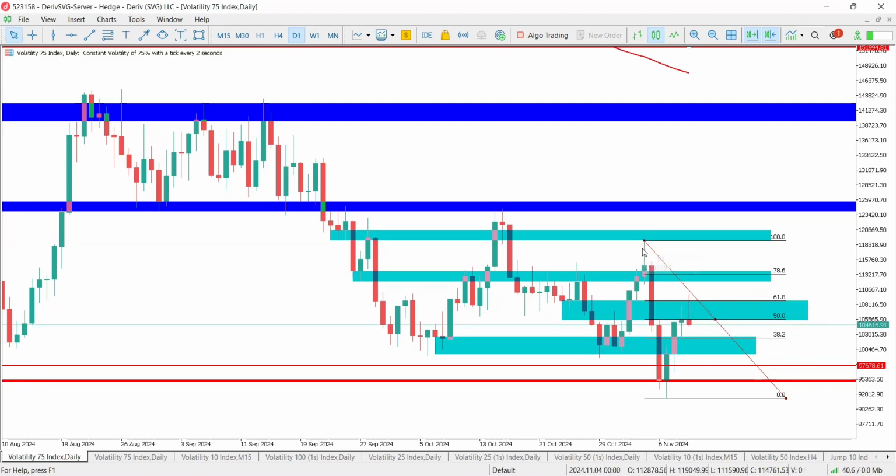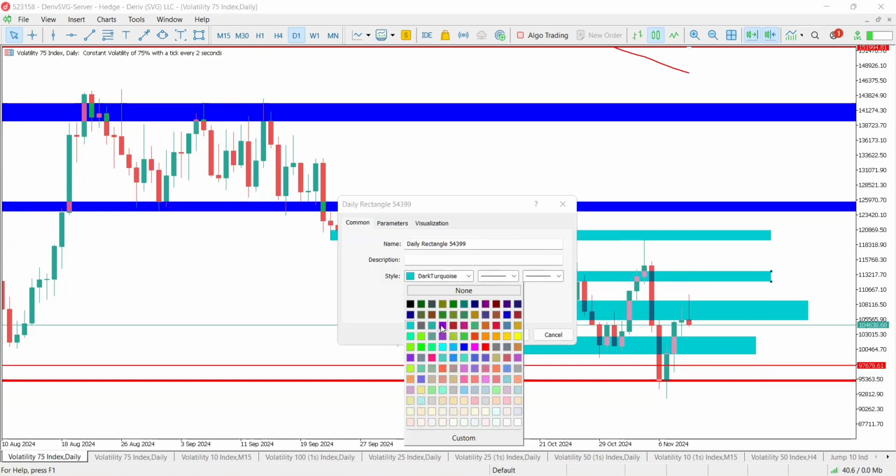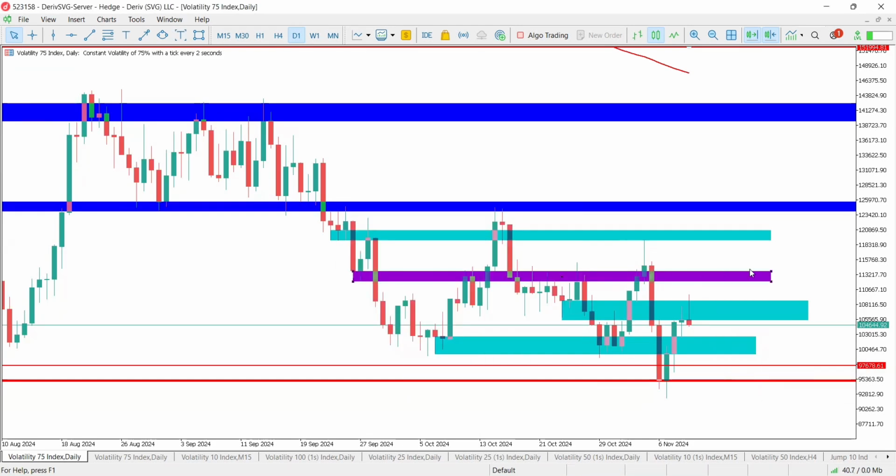Okay, so we want impulse, correction, then we push down. So it's matching perfectly. Now, but remember, we have this level here. I'm going to change it to purple. It is not tested. Okay? It is not, okay, dark violet. It looks like purple. It has not been tested.